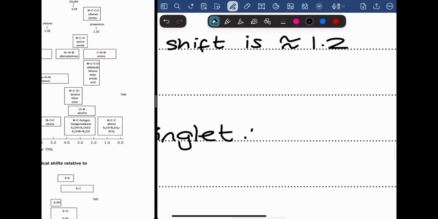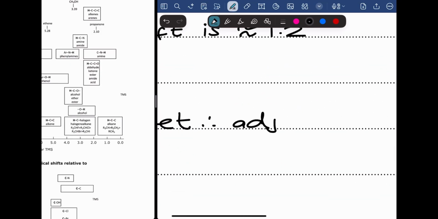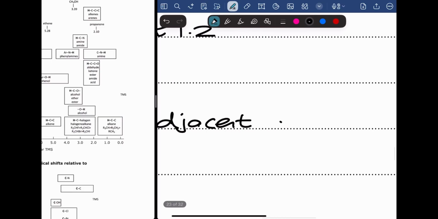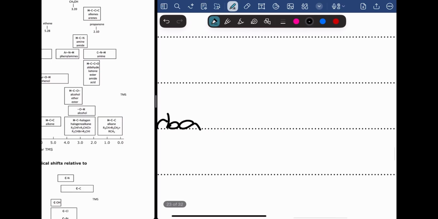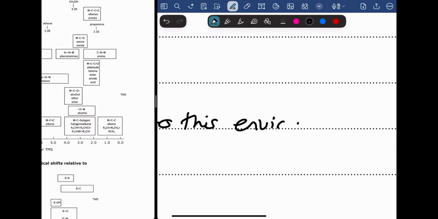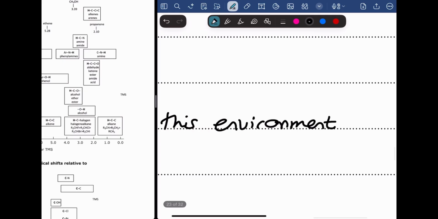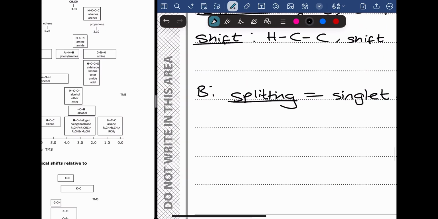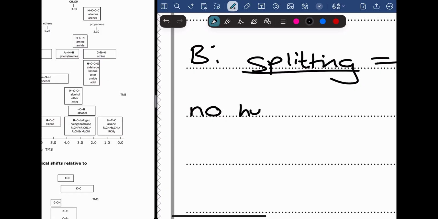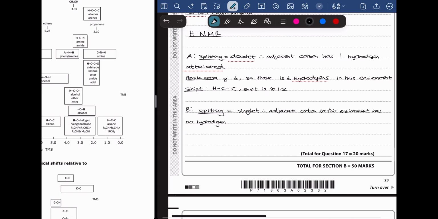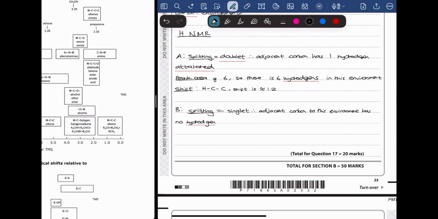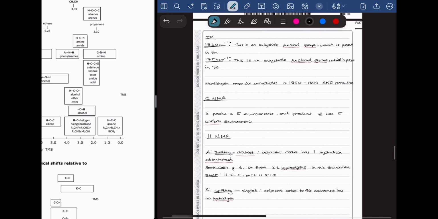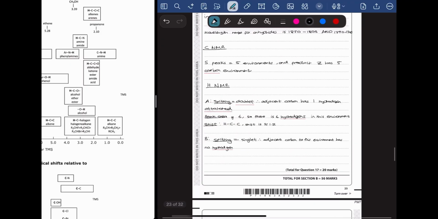So we can say, therefore, the adjacent carbon, you can write to this environment as well. I don't think you have to, but we'll write it anyway. This environment has, how many, it was a singlet, so it has no hydrogens attached to it. Again, using the n+1 rule. If you don't know that, just watch some of my previous videos and you can find out about it. But I'm not going to explain it here, otherwise the video is just going to be way too long, okay?